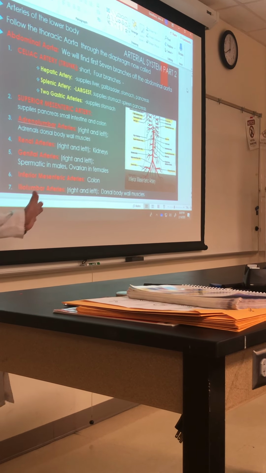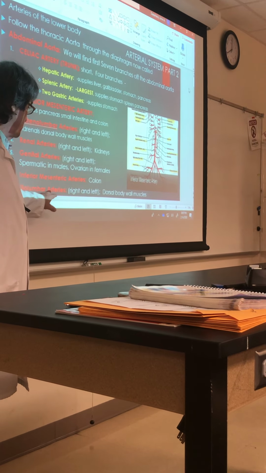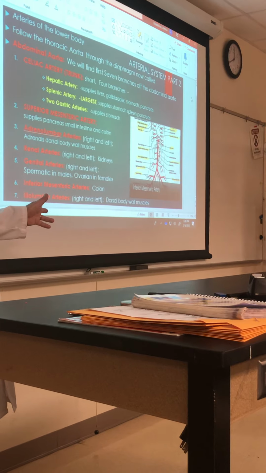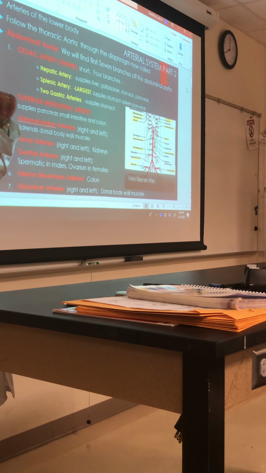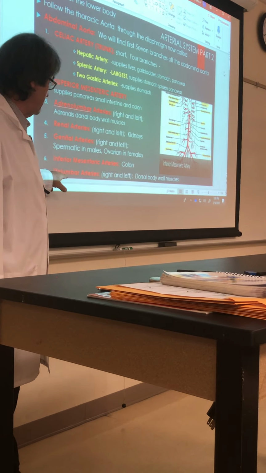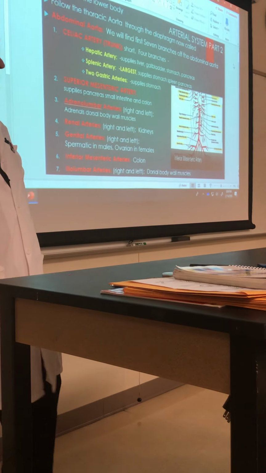Iliolumbar is right before it goes into the external iliac. So there's two iliolumbars, one right, one left. You know this because it's going to the back muscles. That's what this goes to. Right, left iliolumbars. Some cats have good ones, some don't.